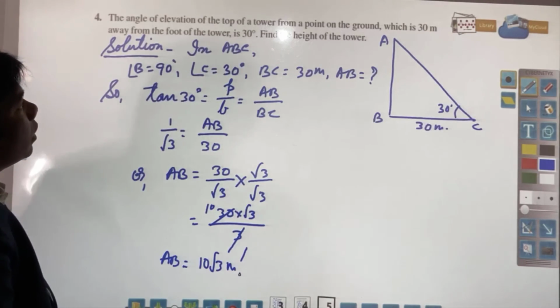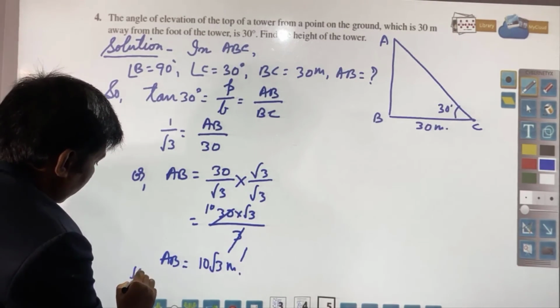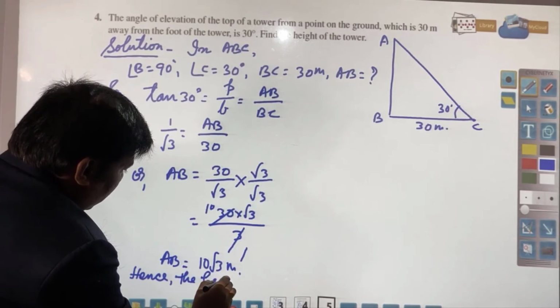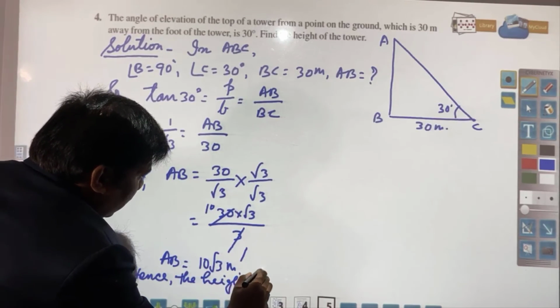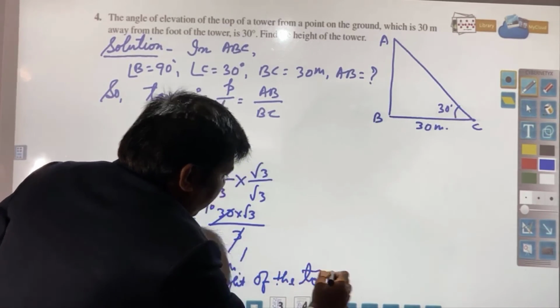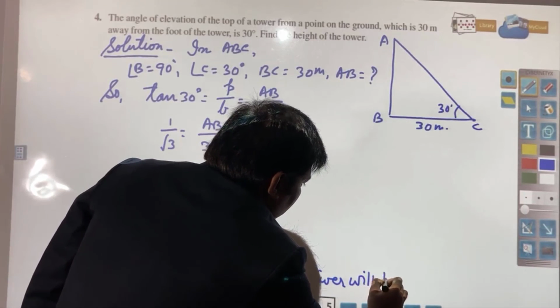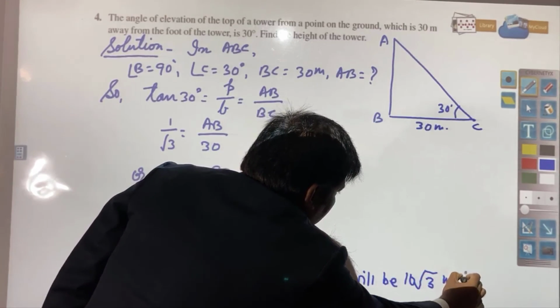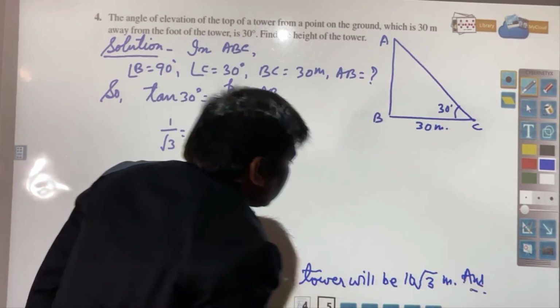And hence the height of the tower will be 10 root 3 meter, and this is your answer.